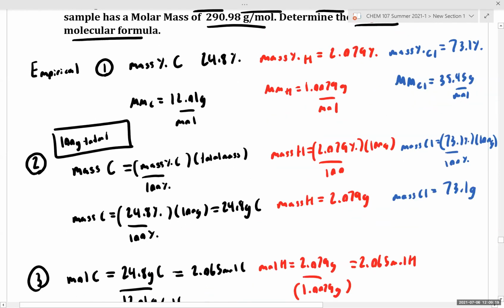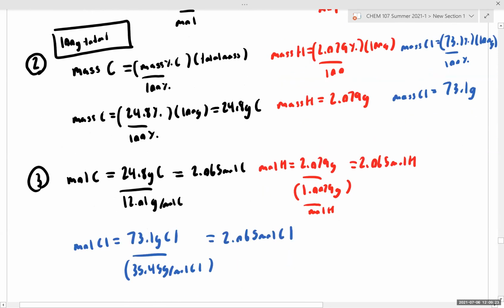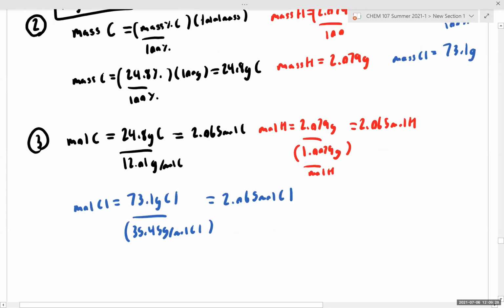We identify our mass percentages and molar masses. We calculate the mass of each element, assuming 100 grams total. And then we calculate the moles of each element by using the mass over the molar mass. Does that make sense to everyone? Yes.